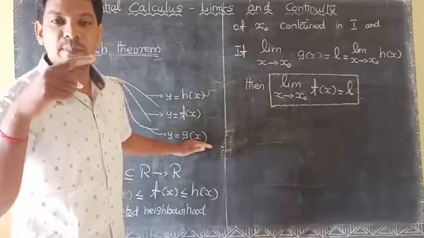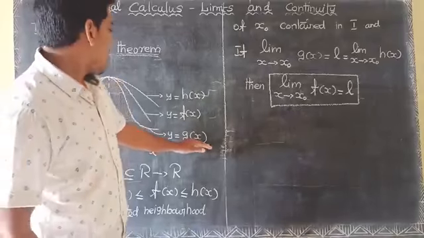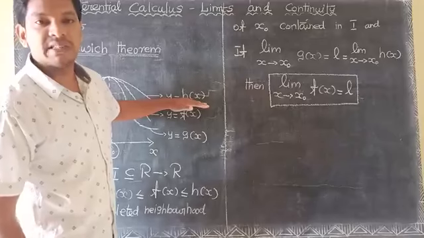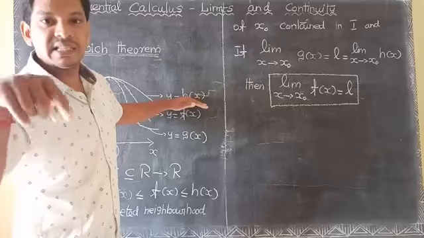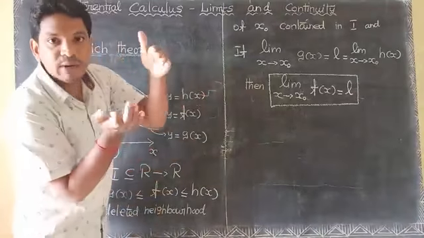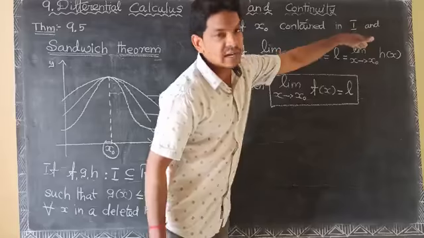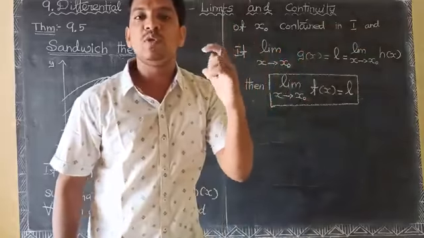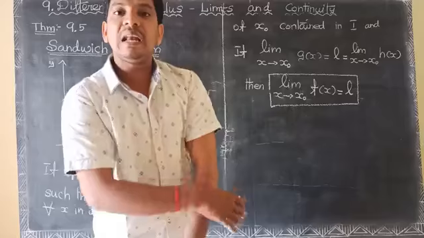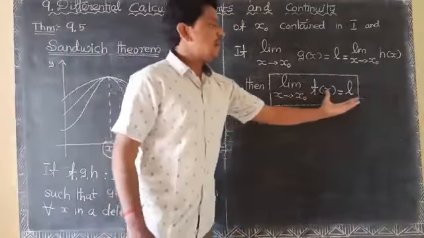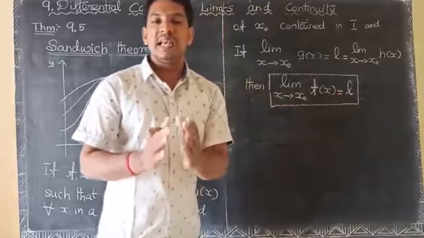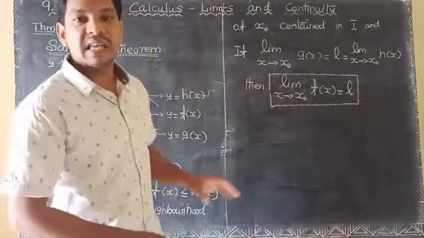and if the limit as x approaches x naught of g of x equals some limit L, and the limit as x approaches x naught of h of x equals the same limit L, both ends are equal, having the same unique real number, then the function f of x has the same limit. This is called the sandwich theorem.